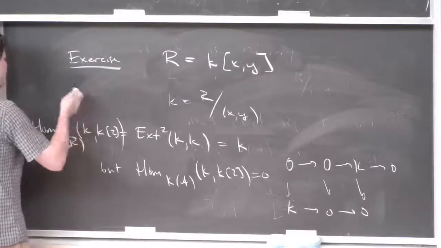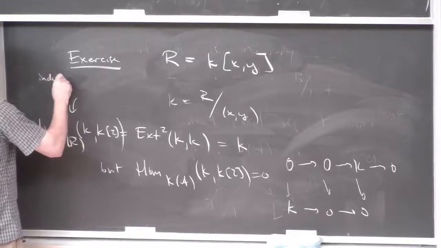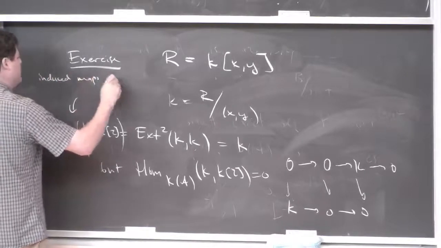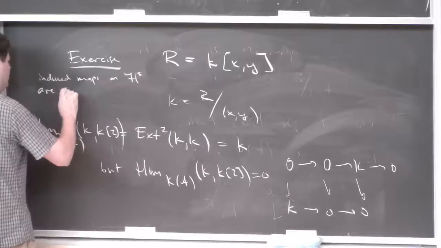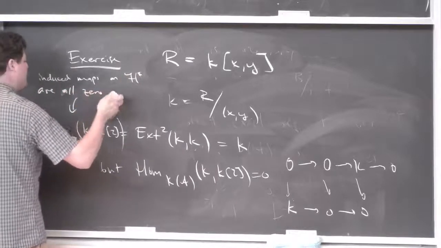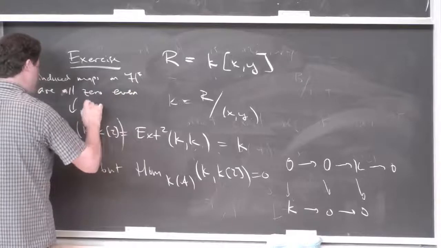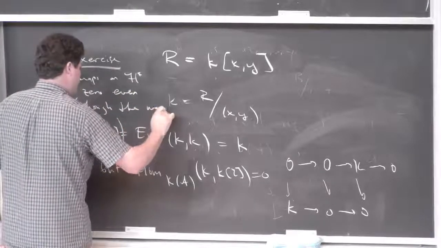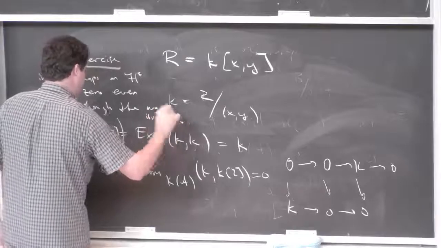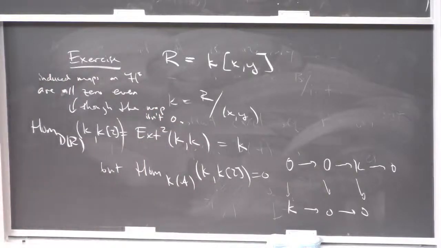So here, the induced maps on cohomology are all 0, even though the map isn't 0. Okay.